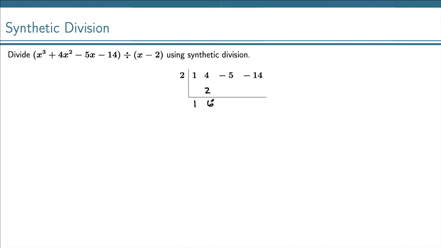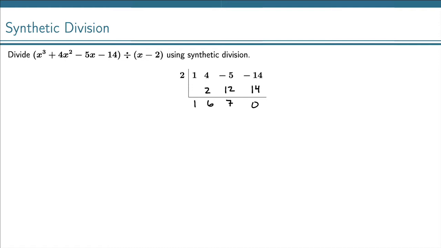And then we do it again. We take this number and multiply. So 6 times 2 is 12. And then you add. Negative 5 plus 12 is 7. And then you multiply. 7 times 2 is 14. You put that here. And then you add. Negative 14 plus 14 is 0.